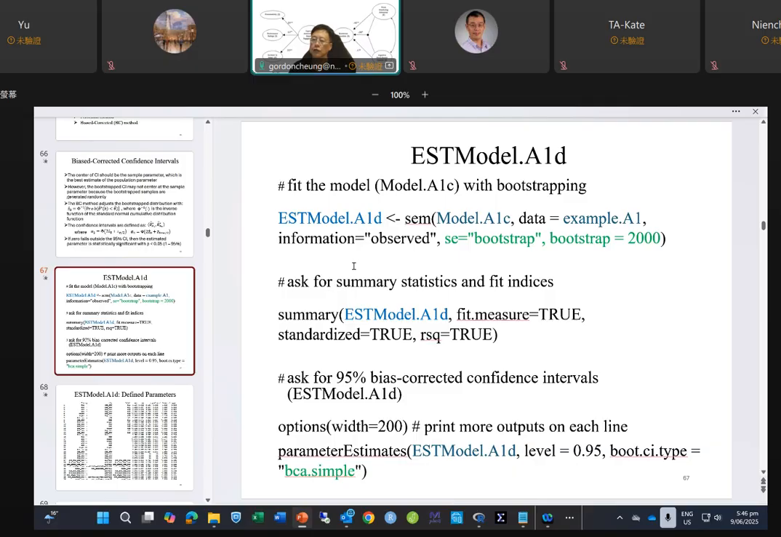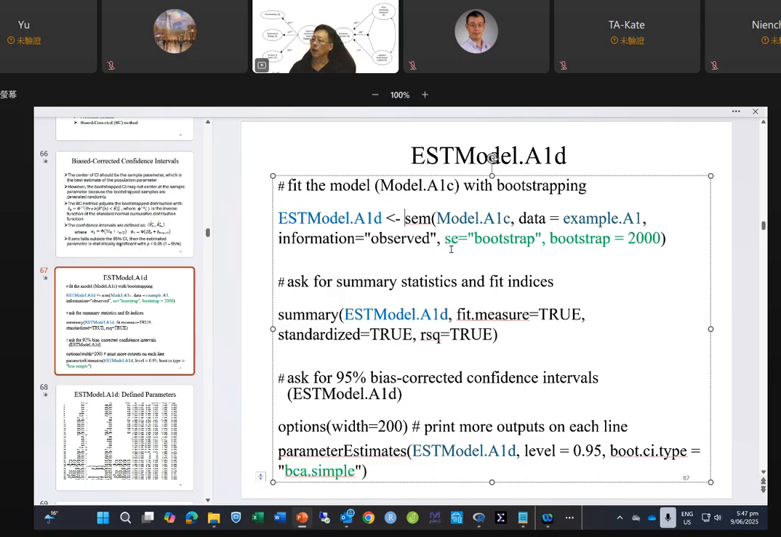You do not need to change your model. All you need is, when you estimate your model with SEM, you add the bootstrap function in the verb. There are two parts. First, standard error equals bootstrap. Bootstrap equals 2000. Okay, so we will estimate our model 2000 times.